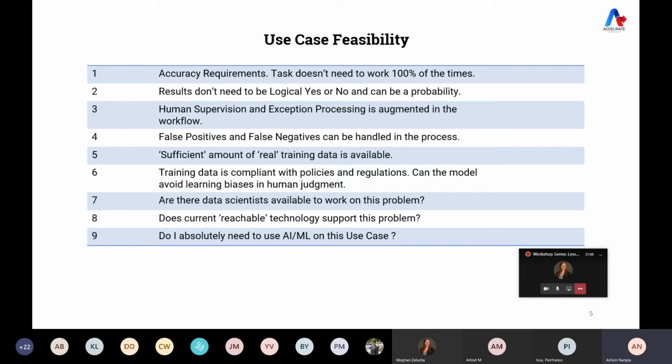The third one is around human supervision and exception processing as part of the workflow. Generally, the accuracy of these models is not perfect, and accuracy builds over time. Also, you will get exceptions and issues that need to be handled: the false positives, false negatives, and sometimes there's not enough information for things. So those are things where human supervision is part of the workflow. You have to make sure that that is handled and it's not a completely automated process.